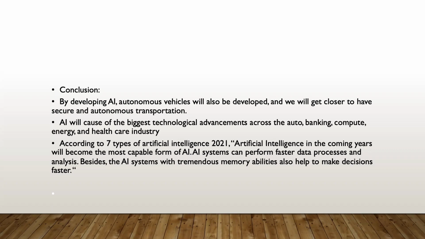According to the 7 Types of Artificial Intelligence 2021 article, artificial intelligence in the coming years will become the most capable form of artificial intelligence. Artificial intelligence systems can perform faster data processing and analysis. Besides, artificial intelligence systems with memory abilities also help to make decisions faster. And in contrast to these things, in the future, artificial intelligence will cause many humans to lose their jobs.